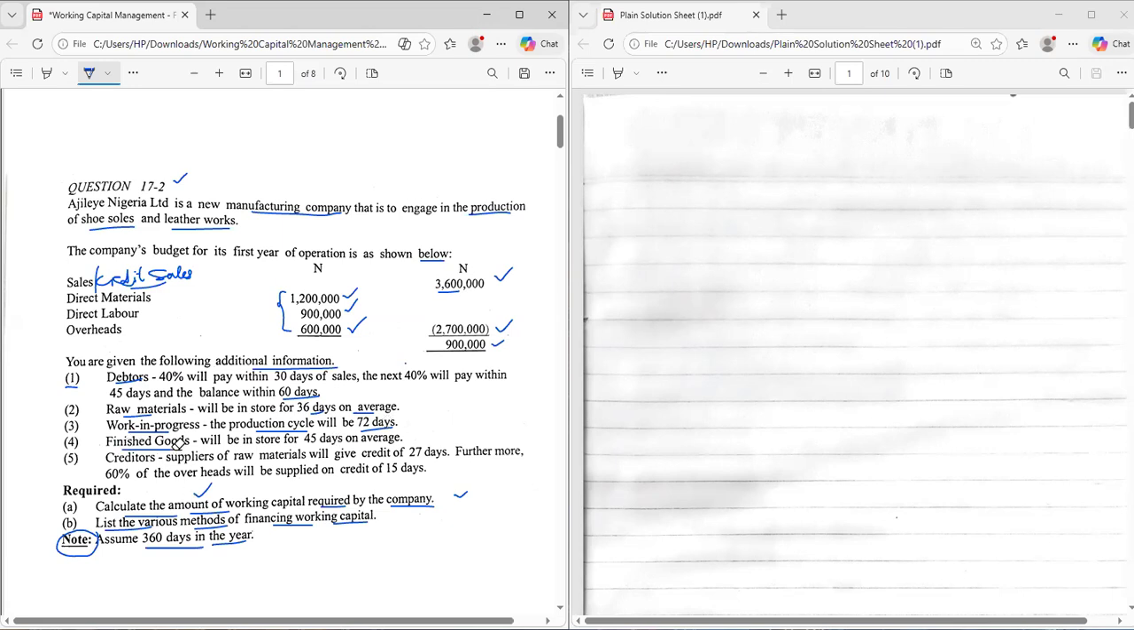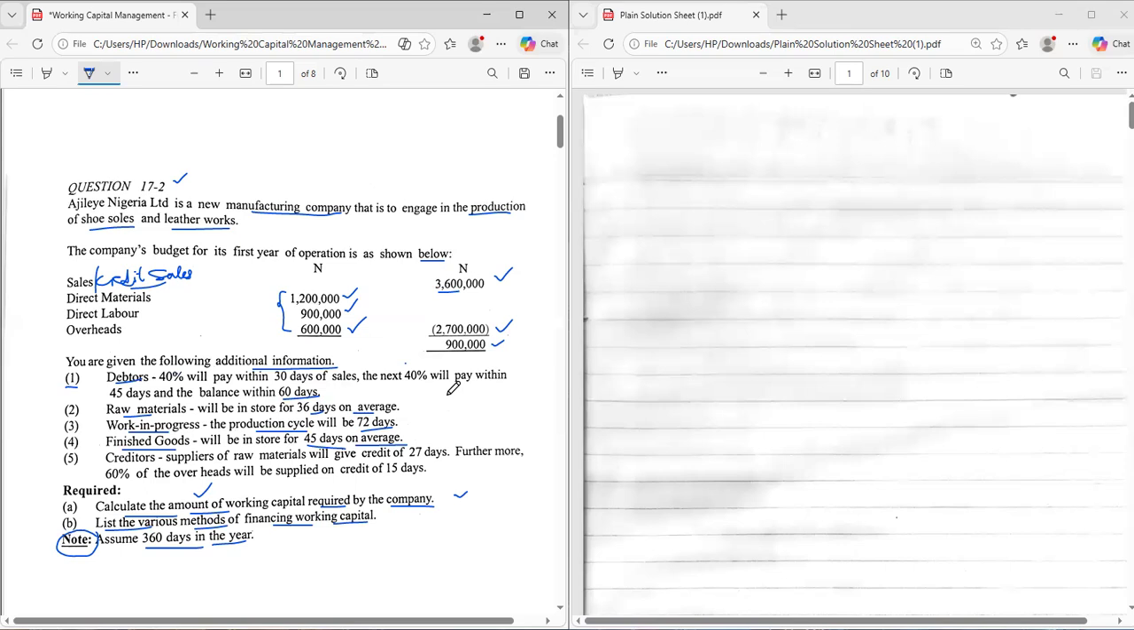Then the other one is finished goods will be in store for how many days? For 45 days on average. Now, when we say finished goods will be in store for 45 days on average, what it means is that on average, our finished goods will stay in our warehouse for 45 days before we are able to sell them. That is what it means. So if you produce bottled water, it will stay in the warehouse for at least 45 days on average before you can sell it. That is what it means by finished goods will remain in stock for 45 days on average.